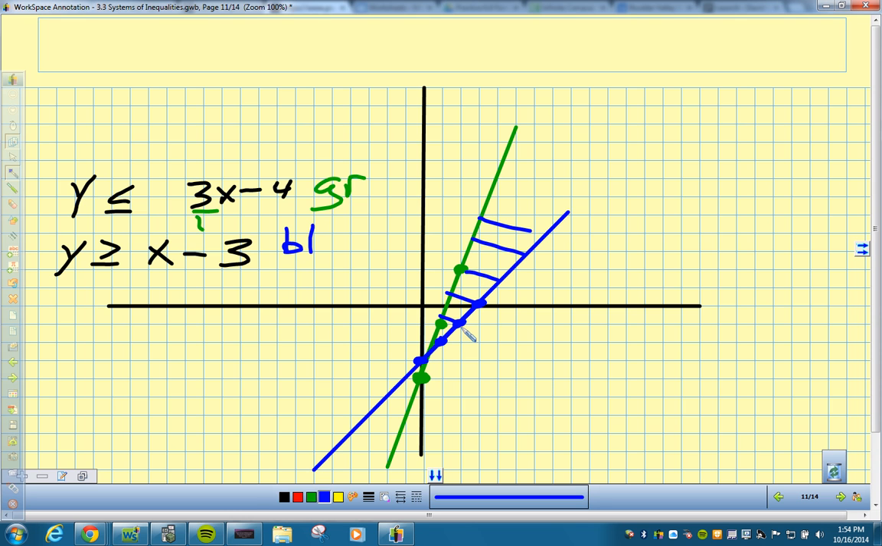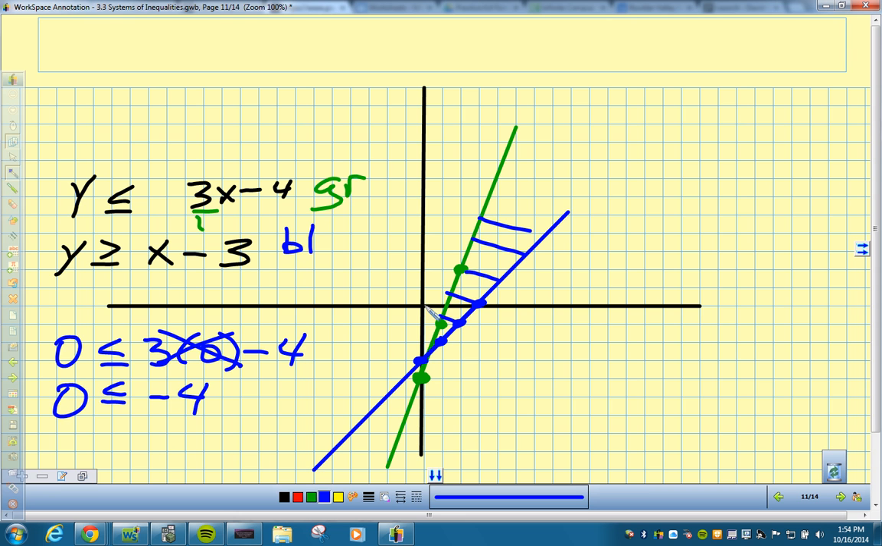So let's say we check the point 0, 0 in this top equation. So I have 0 is less than or equal to 3 times 0 minus 4. So this cancels. So 0 less than -4. Is 0 less than -4? Here's -4. Is 0 less than -4? No. So that means we shade that green line away from 0, 0. Okay, so that's your double check if you want to plug in a point.